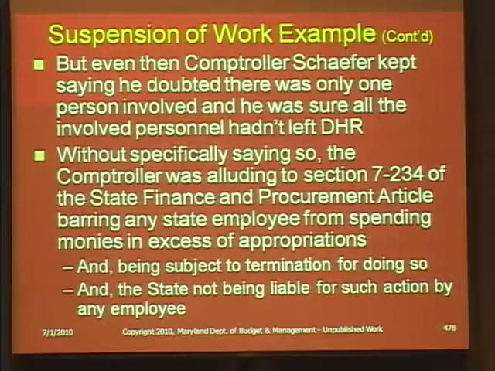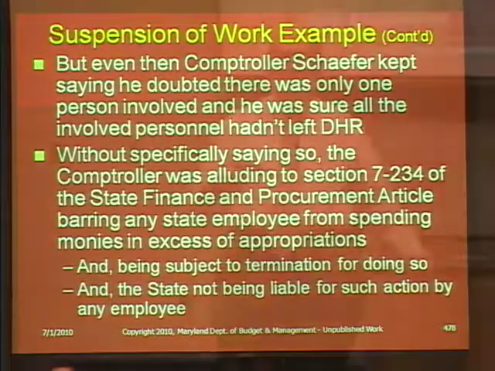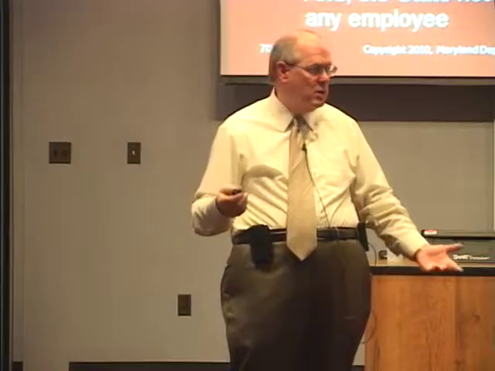But even then, he kept saying, and without specifically saying so, the controller was alluding to section 7234 of the State Finance and Procurement Article, barring any state employee from spending monies in excess of appropriations. If you go to 7234 of the State Finance and Procurement Article, you will find that a state employee who authorizes the expenditure of state funds in excess of authorization is subject to termination, and the state is not liable for the actions of the employees. The state could repudiate whatever the employee supposedly said the vendor could do, because there is nothing in the state aside from actual authority. There is no implied, there is no express authority. If it doesn't come from someone who has the authority to do it, it is not authorized, period.